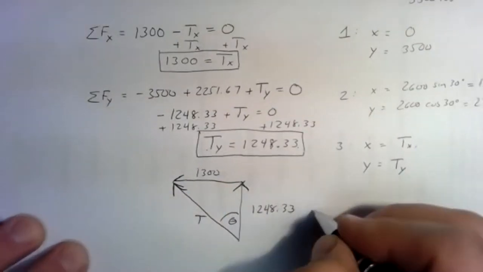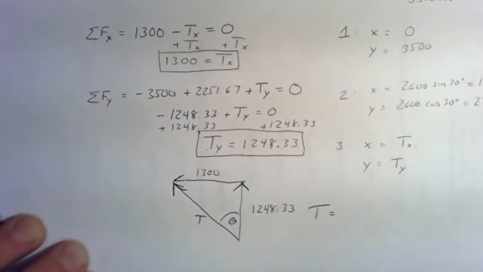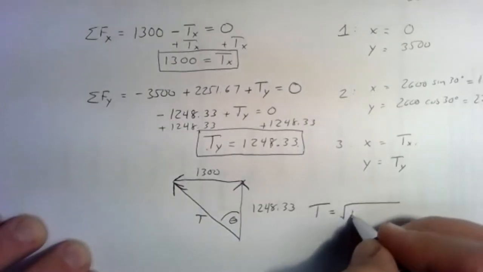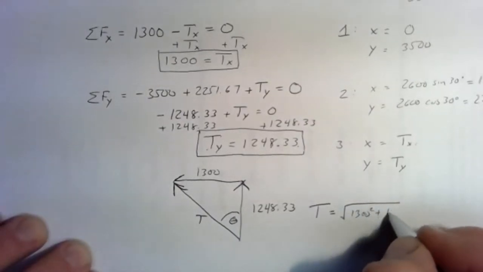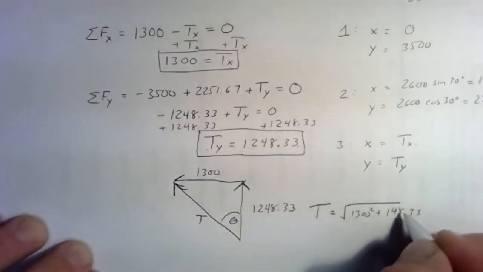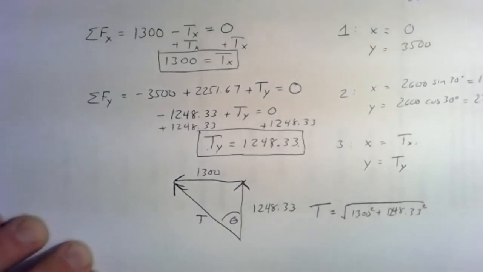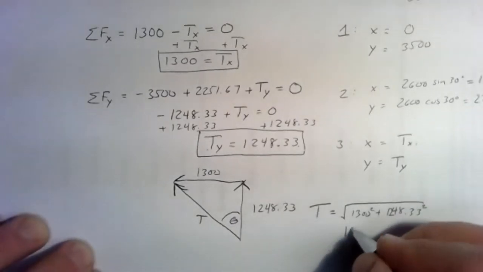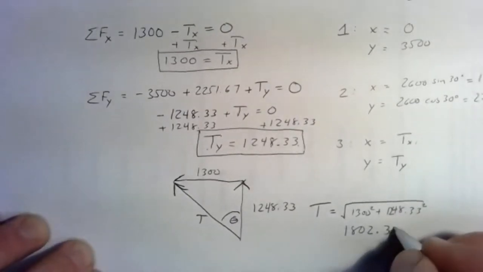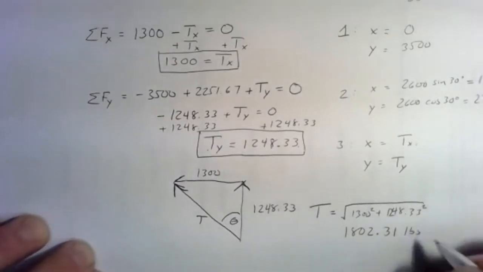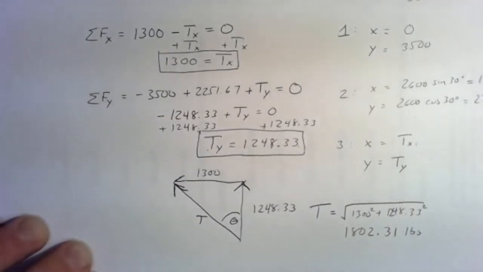So we can use the Pythagorean theorem to get the tension. That's going to be the square root of 1300 squared plus 1248.33 squared. And we calculate that out. I'm getting 1802.31. And that's pounds because this is a force.